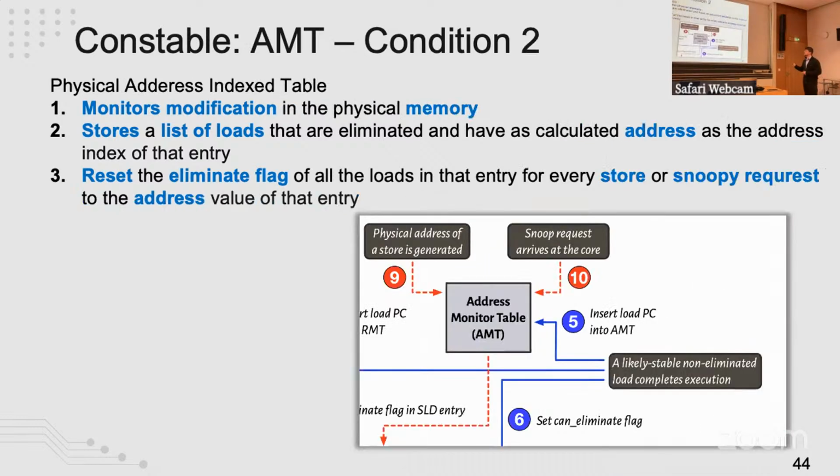Similarly, we have the address monitor table, which enforces the second condition. This is a table that is indexed using the physical address, and it monitors the modification to the physical memory. It again stores the list of loads that are eliminated and have calculated that specific address. On every store or snoop request to that address value, the AMT again resets the eliminate flag for all the loads in that entry.